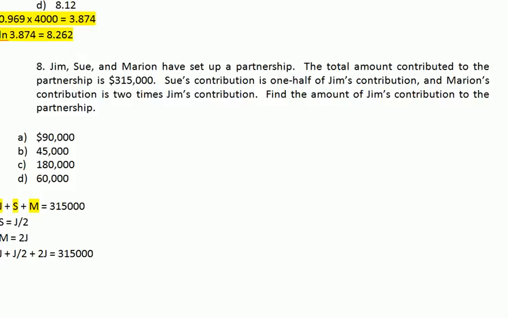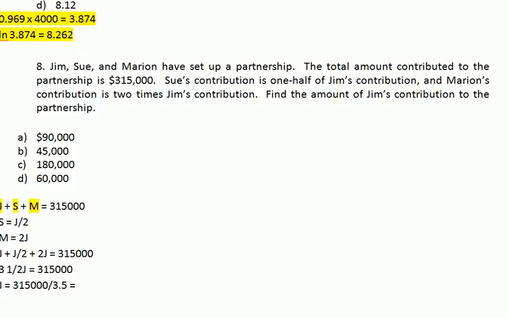Okay, now I've got something I can work with. So I can substitute these terms. I've got 1J, half a J, and 2 J's. So added together, that's 3 and 1/2 J. I'm going to make a space there, it doesn't look too good. So 3.5J equals 315,000. So divide both sides by 3.5. So J equals 315,000 divided by, I'll write it as 3.5, to make it clear.